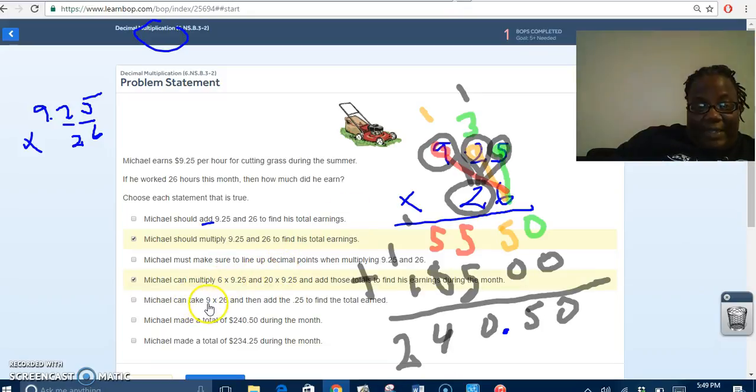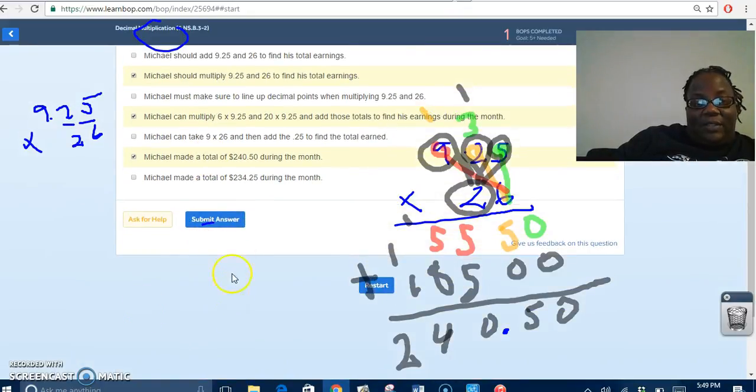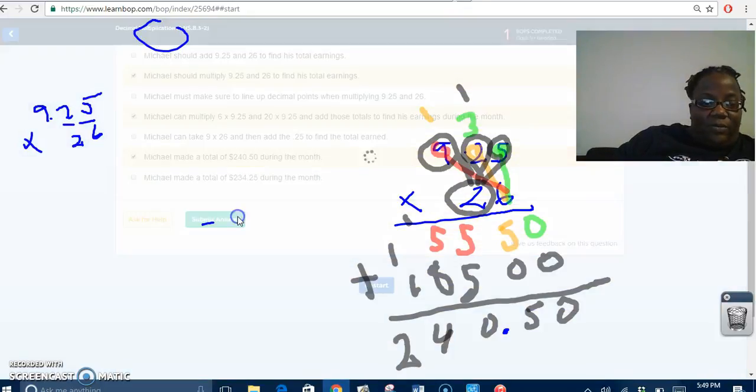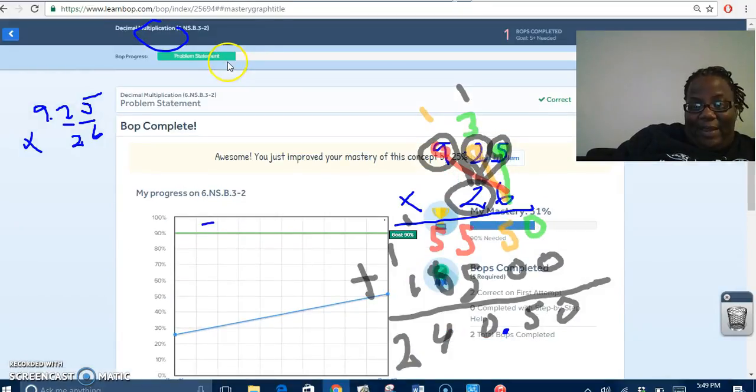Michael can take 9 times 26 and add 0.25 to find the total earnings. Nope, that one's not going to work. Michael made a total of $240.50 during the month. That's what I got. Or Michael made a total of $234.25. So these are the ones I believe are true. Keep your fingers crossed. Here we go. Bam! What?